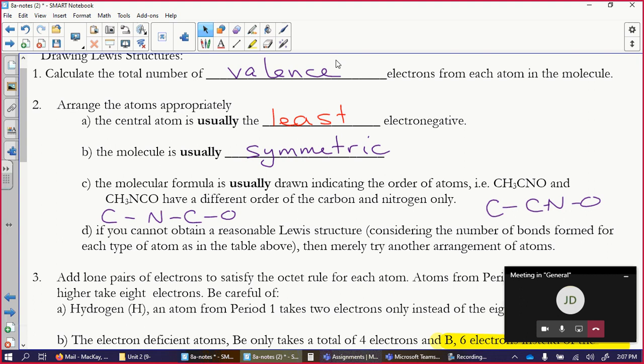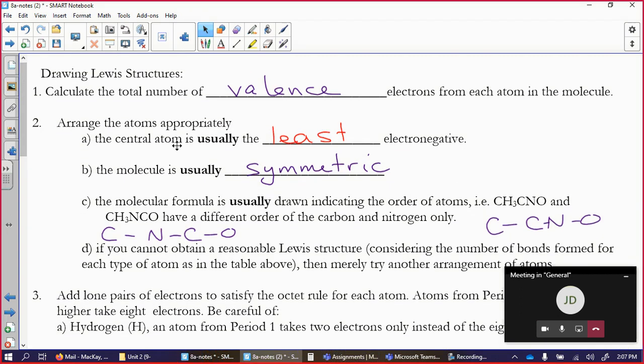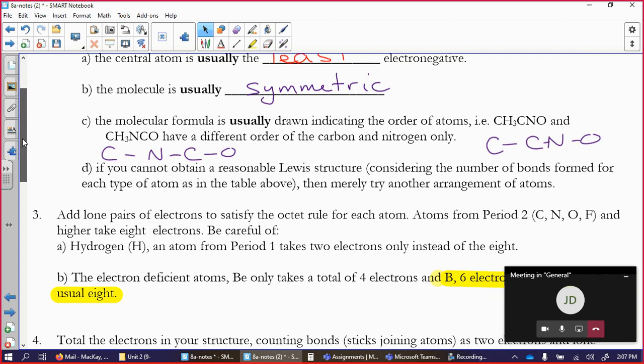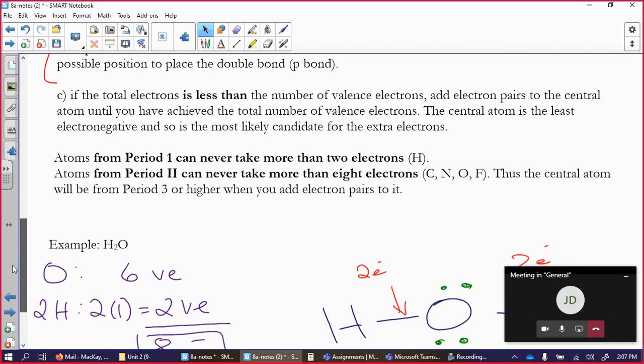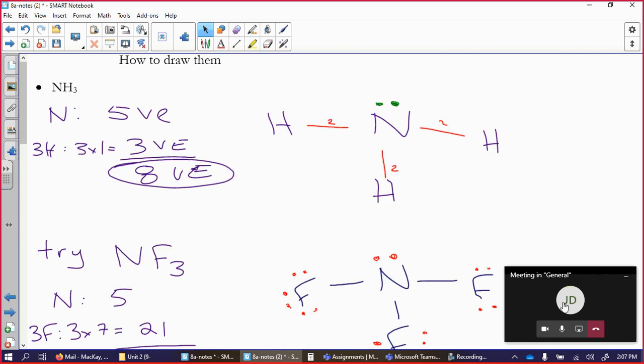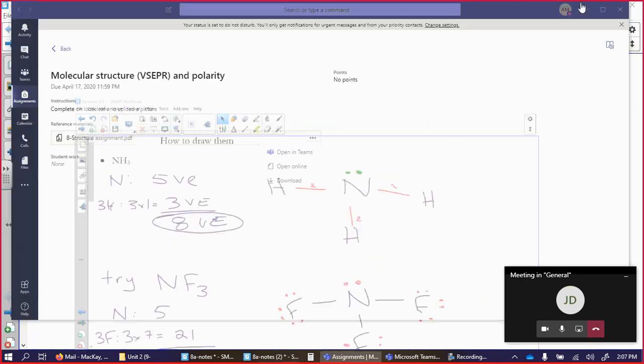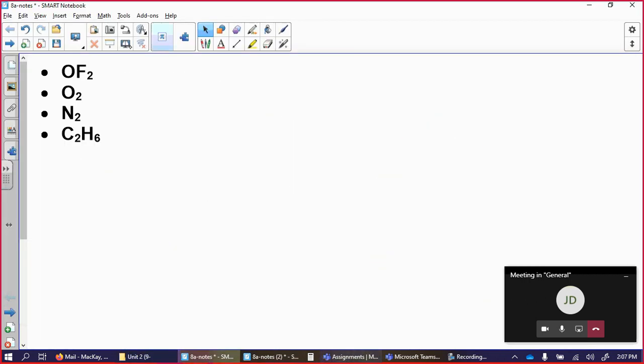Yesterday we talked about Lewis structures. Count the valence electrons. The least electronegative goes in the middle. We want some symmetry. We did a couple of examples, and this is from last year, so apparently I did it a little differently. We put dots around them. We're going to do some of these. I may only do one of those two. We did C2H6 yesterday.